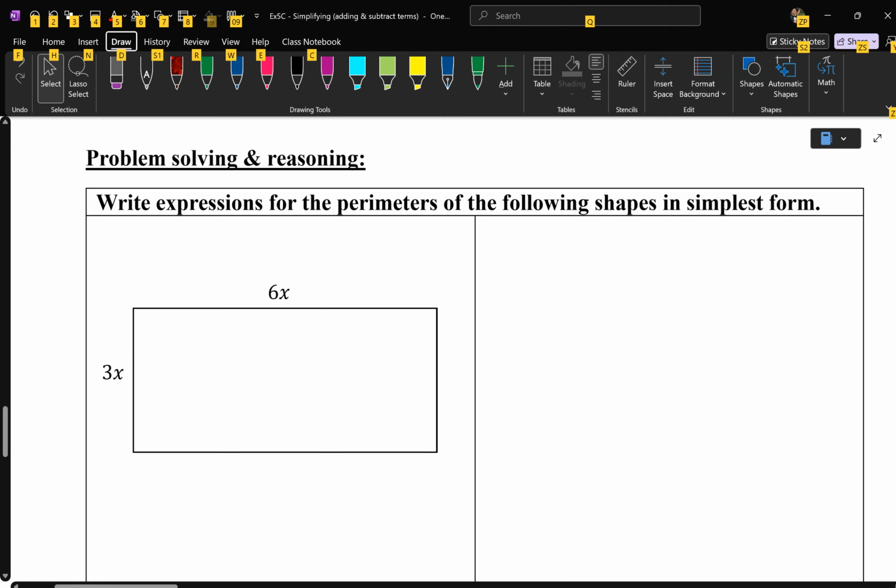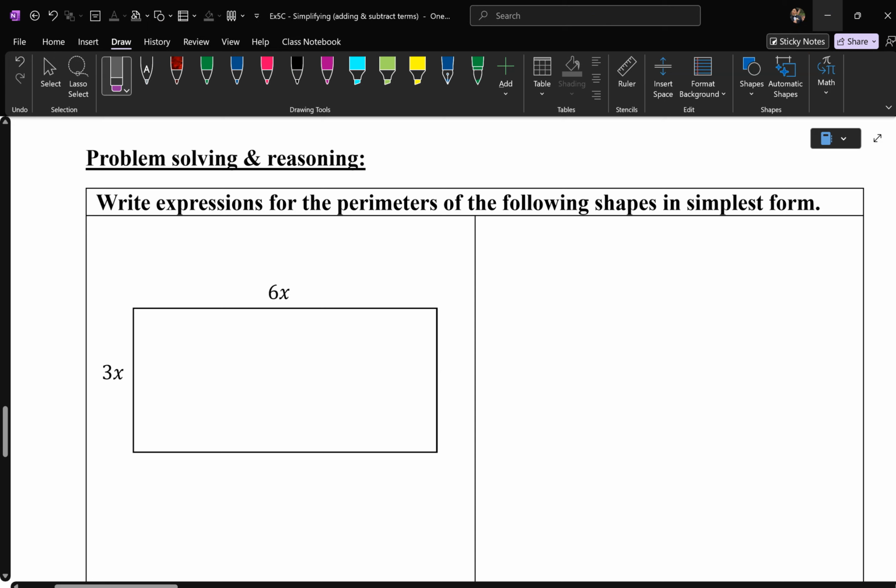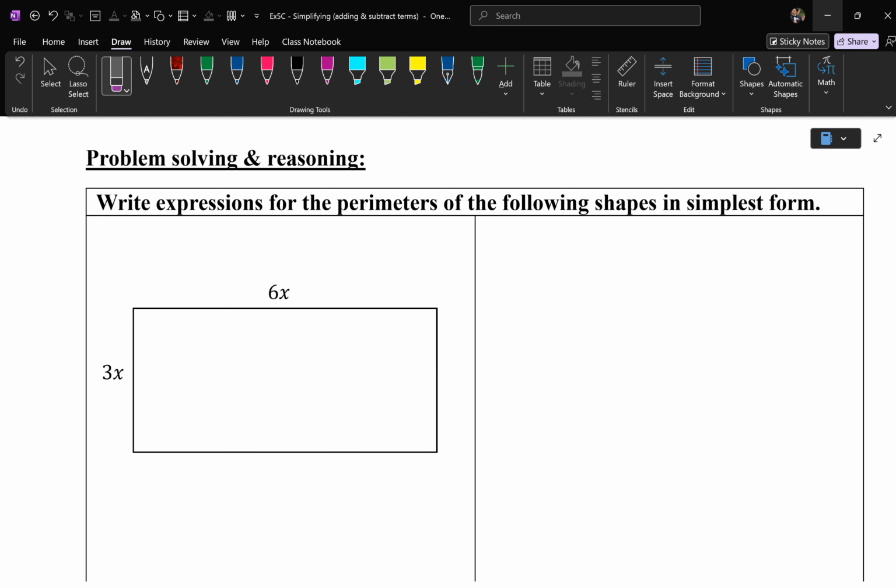All right, it's recording. So we're now going to do an example of a problem-solving type question. Let's have a look. You've got a rectangle here. It says write expressions. So it means that it wants you to write an algebra answer for the perimeter of the following shape. Now I've got a rectangle.